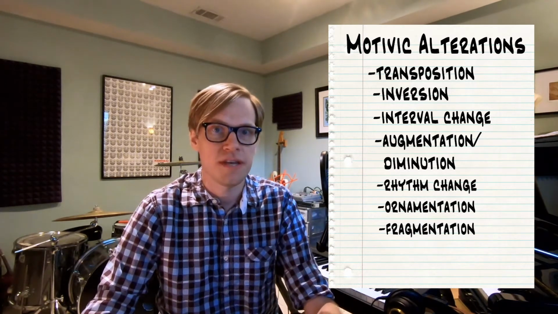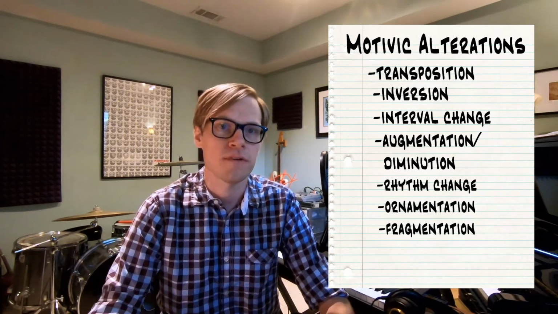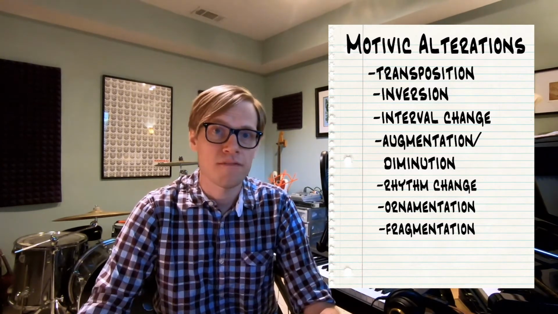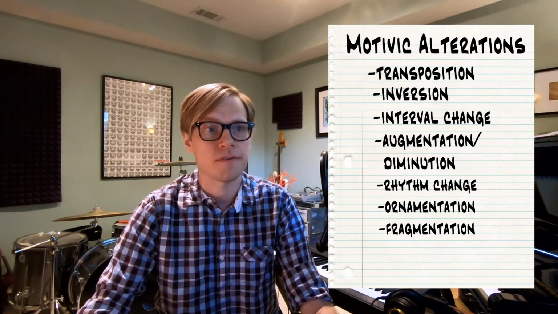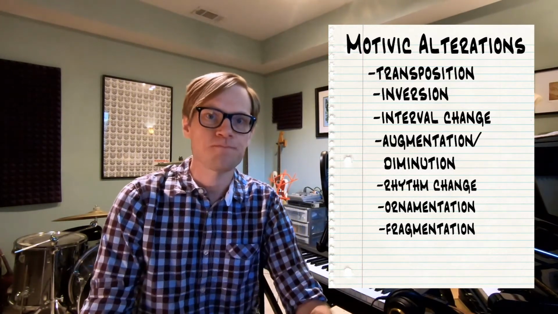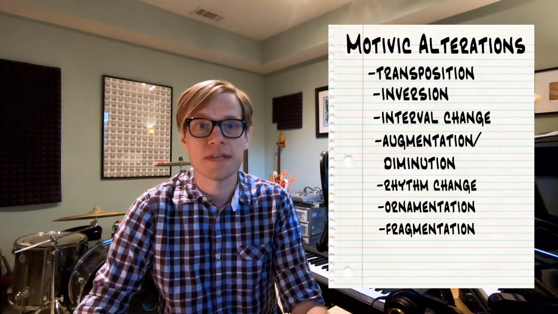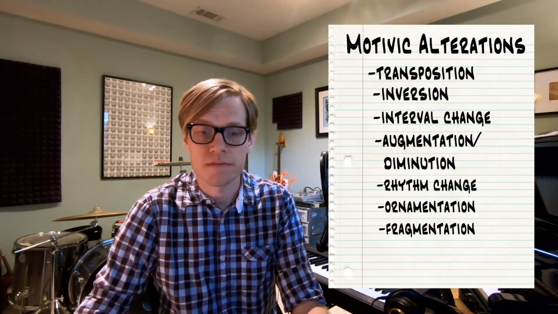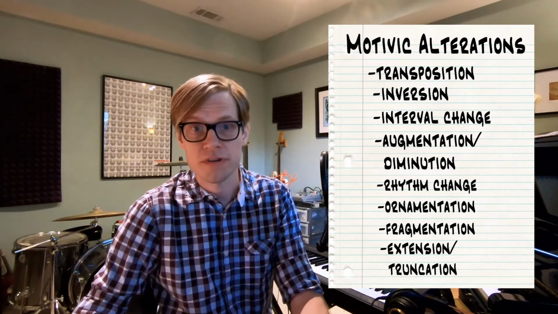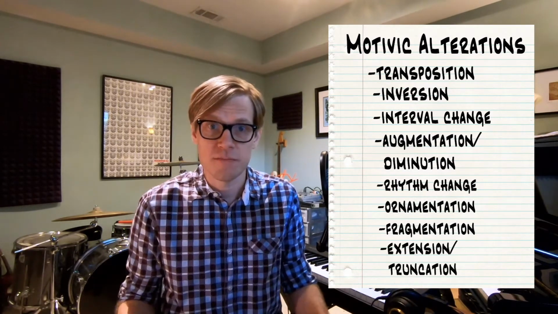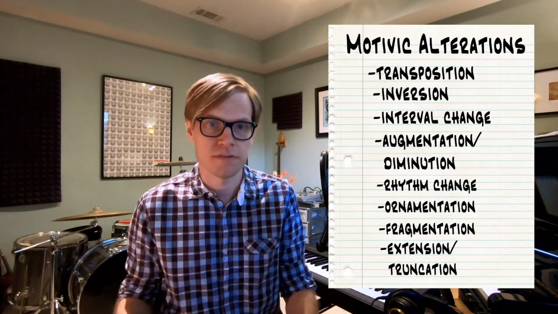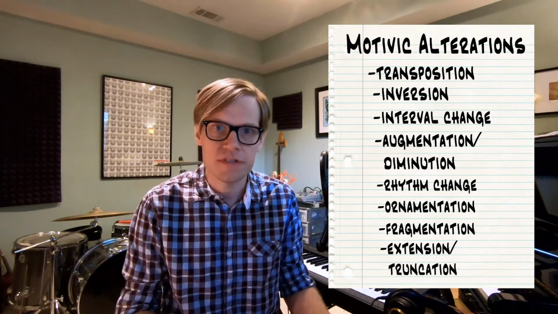Fragmentation is just taking a fragment of the motive and using it elsewhere. Oftentimes, part of a motive might be useful for some kind of modulation, or it might be useful for rhythmic development. And so a composer will just use that one fragment of the motive. And then finally, we have an extension and truncation. An extension of the motive is simply just extending the motive by a few notes. Truncation of the motive is shortening it.